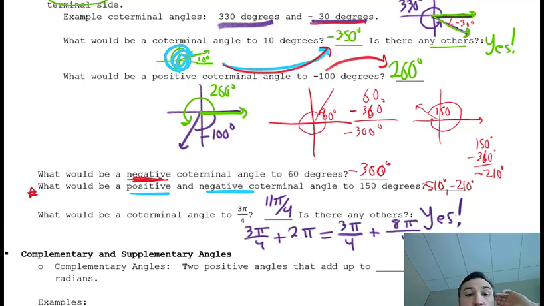But if the question is just what is a coterminal angle, then I'm either just going to add 2 pi or subtract 2 pi and be done. I'm not going to make it harder than it has to be.